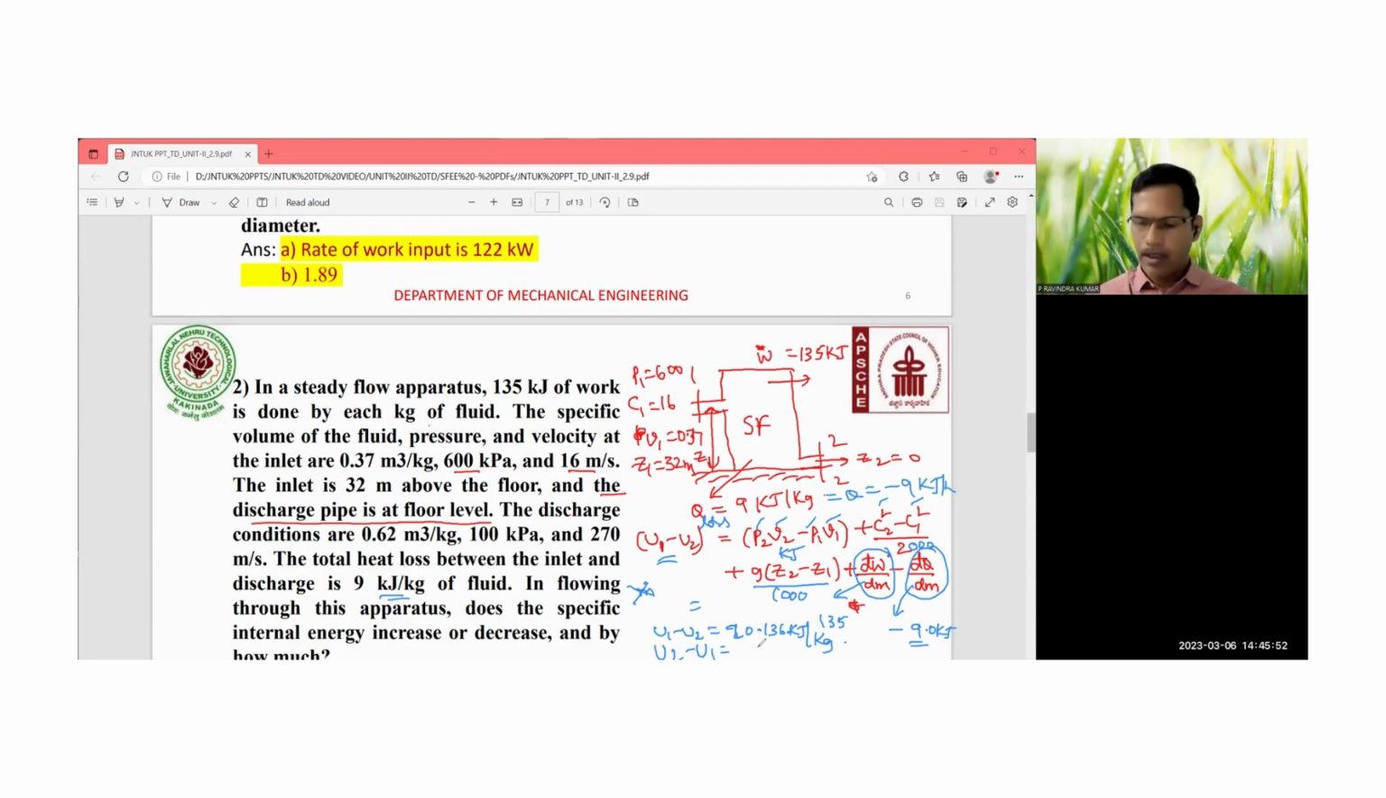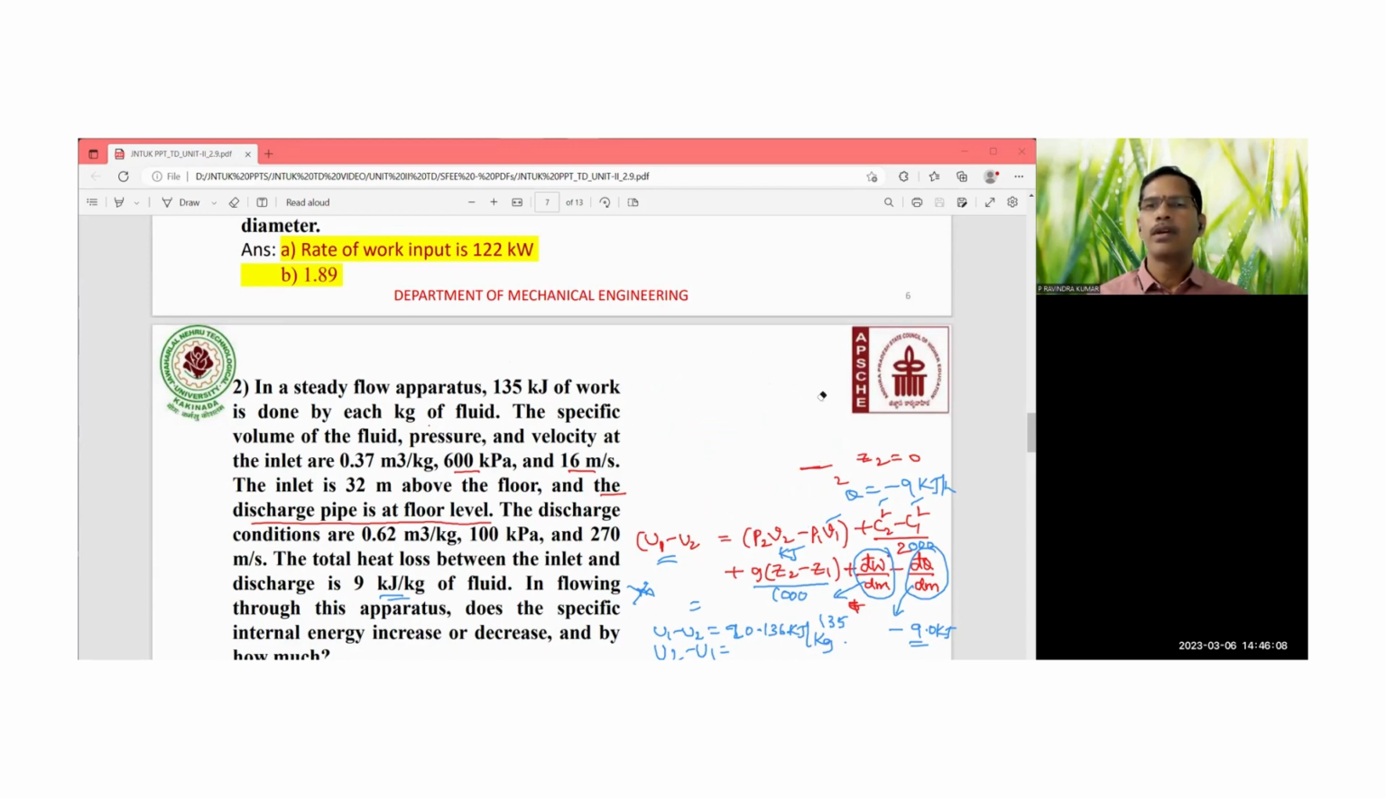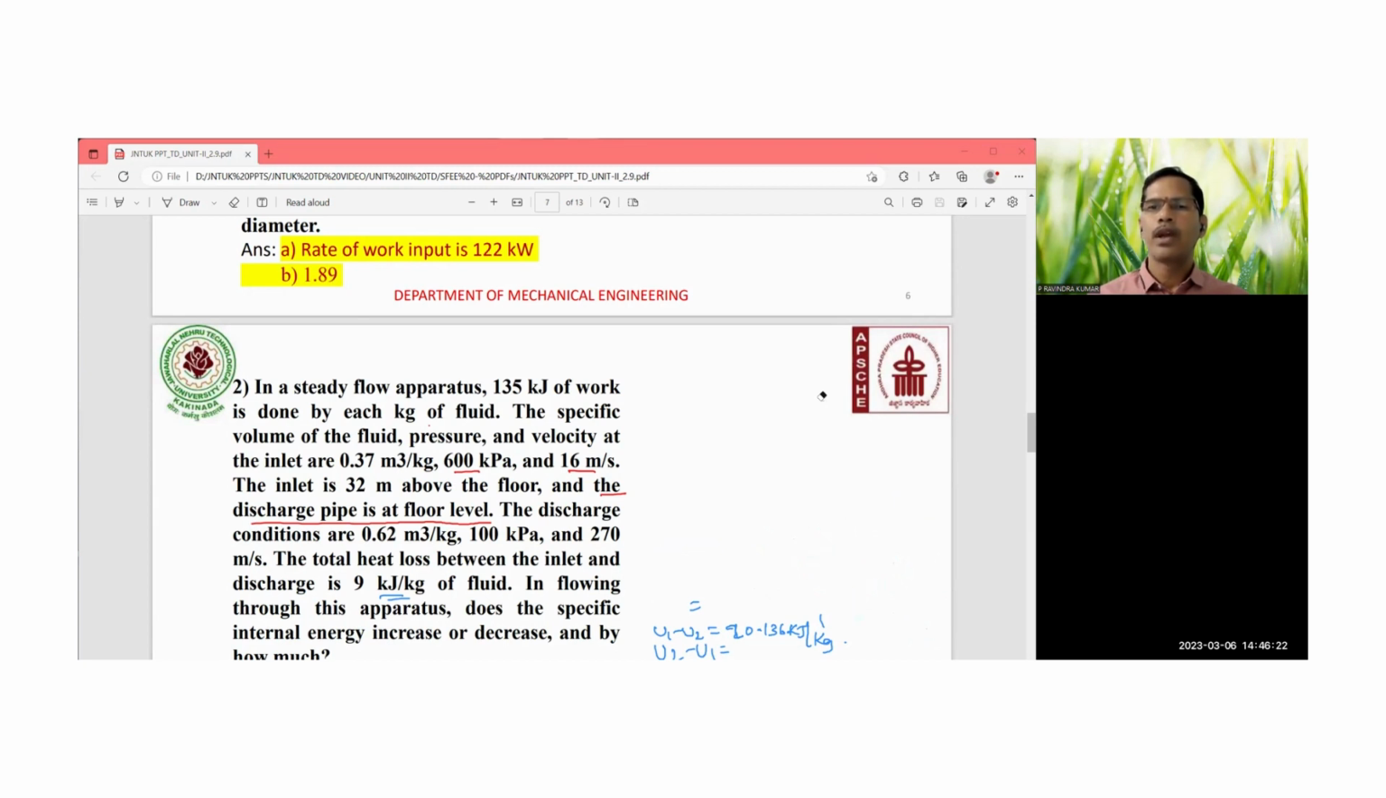Specific internal energy increase that you can expect. So this is how you have to solve the problem: identify the steady flow energy equation, see which variables are given, and apply those variables in that expression. These are all solved problems from the PK Nag textbook, and you can also go through that.